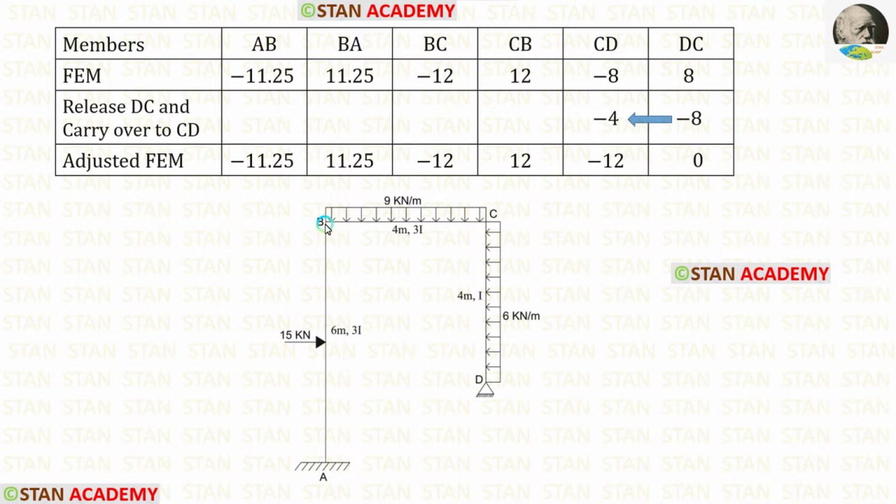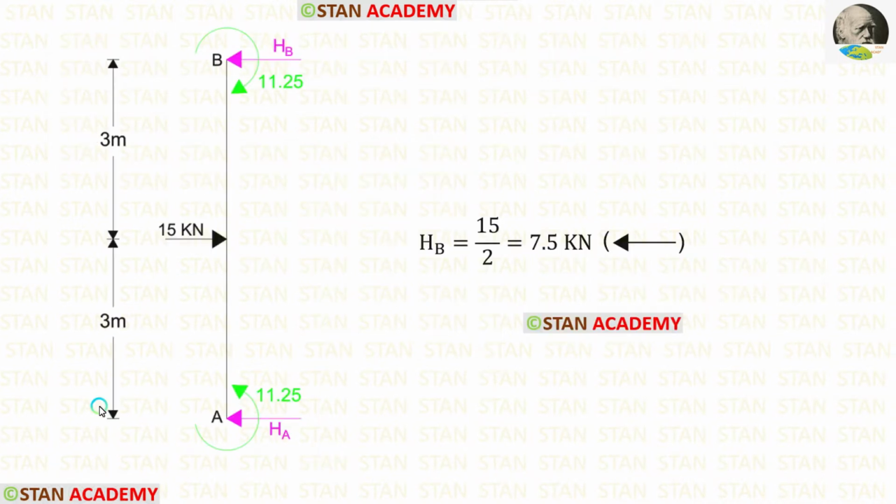First, let us take the column AB and find the horizontal reaction in the point B. In the column AB, there is symmetrical loading. In the center, there is a point load 15 kN. When we divide 15 by 2, we will get HB, which is acting towards the left side.